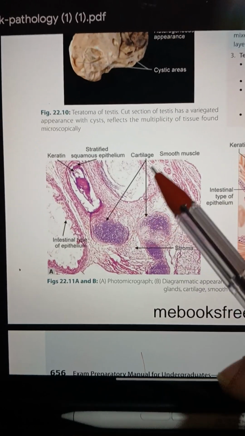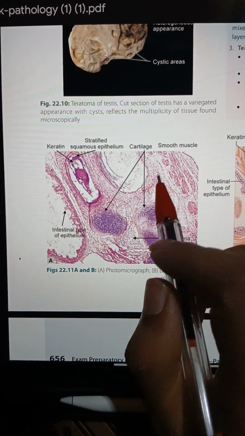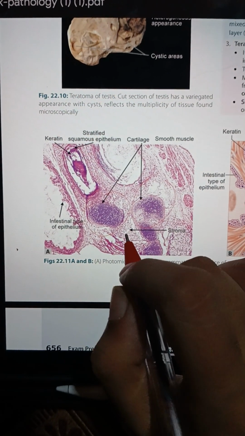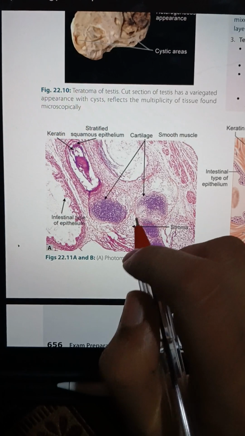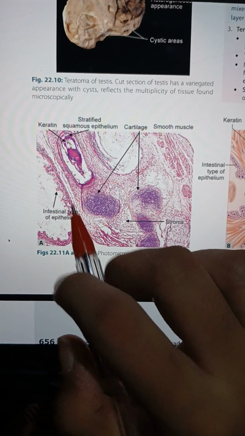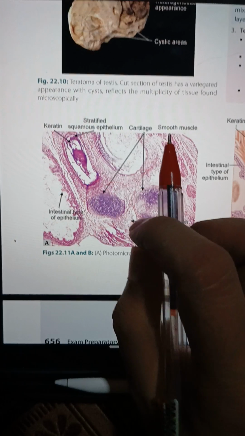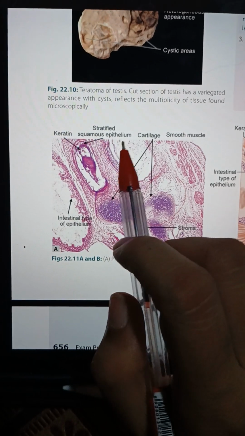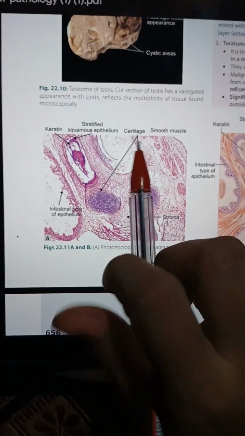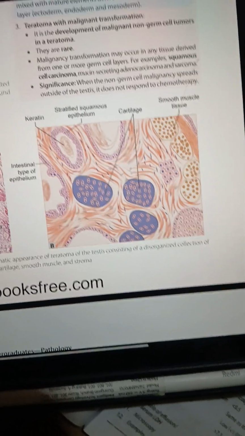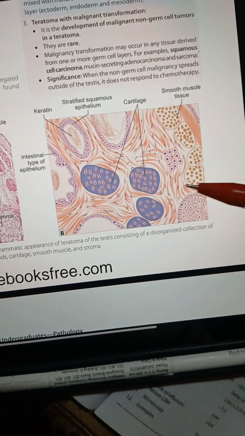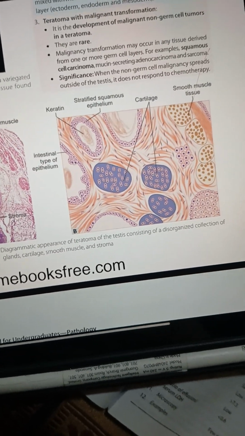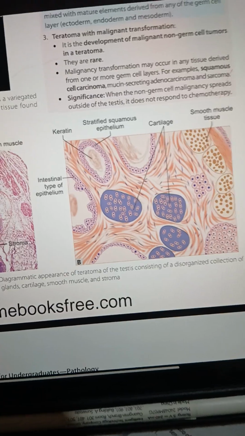In this diagram we can clearly see islands of cartilage and smooth muscles which resemble adult tissue, derived from mesoderm. Also the fibrous stroma in which all these are settled. Intestinal type of epithelium, which is a component of the mesoderm and endoderm, can be seen. Also stratified squamous epithelium, an ectoderm component, and keratin, an ectoderm component. You can see nice pictures given here: keratin, stratified squamous epithelium, fibroid or myxoid stroma, islands of cartilage, smooth muscle cells, an exact representation of the mature elements.